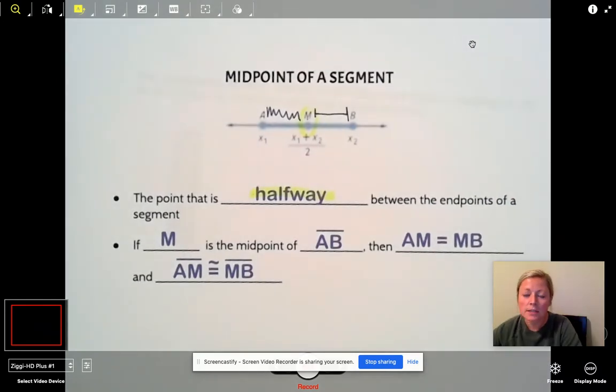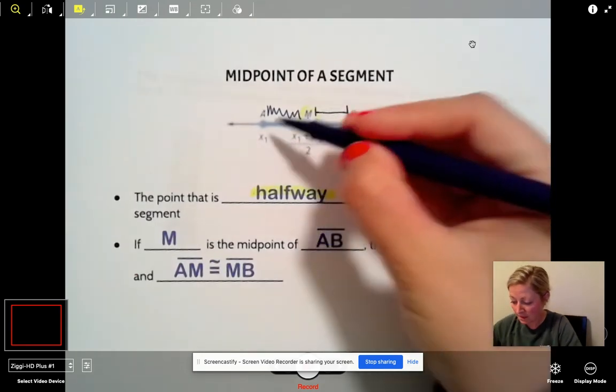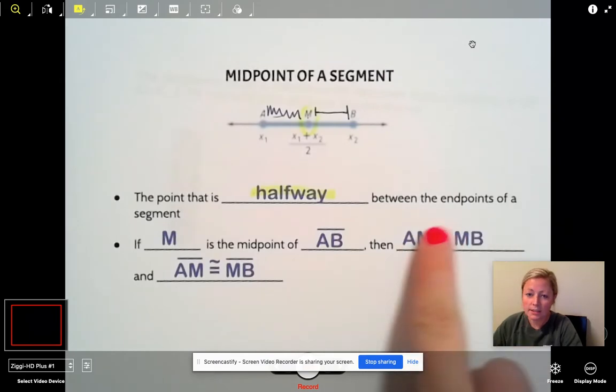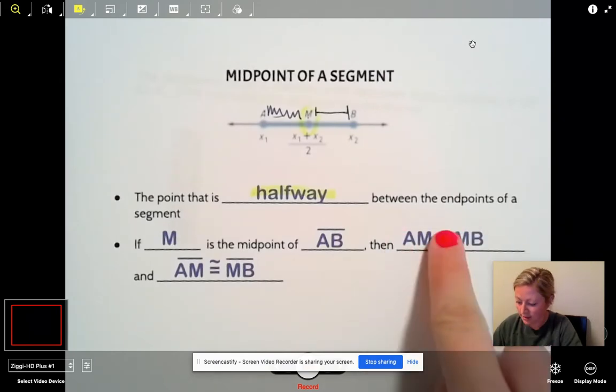And that should make sense, right? Because it's in the middle, it should be directly in half. So that makes sense, right? That this chunk here is the same distance as this chunk here. So right here, it's saying that their lengths are the same.